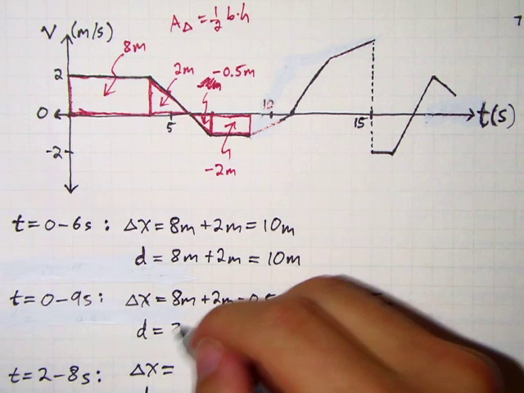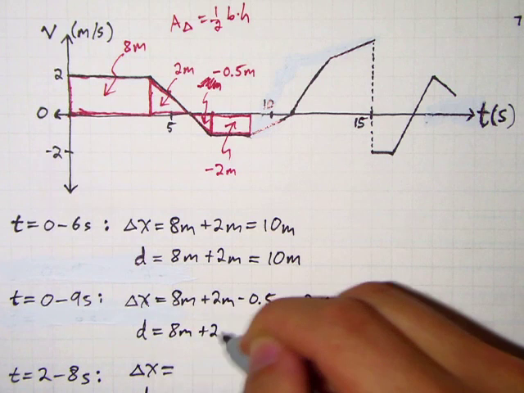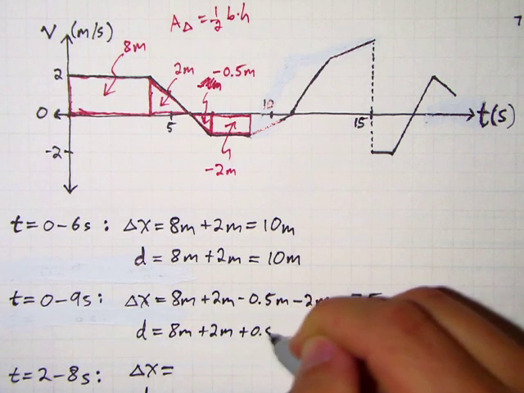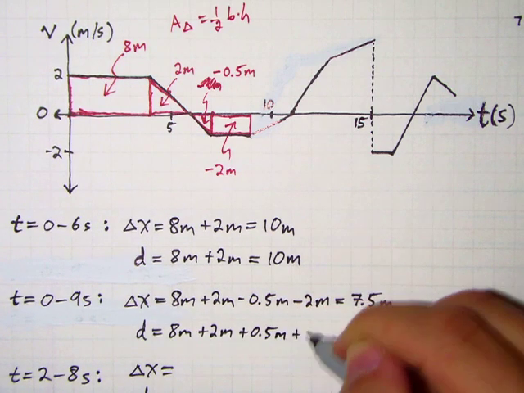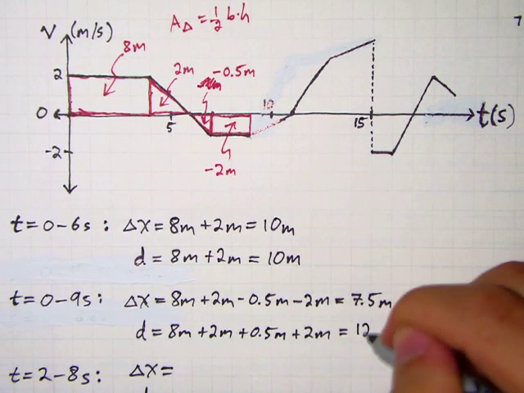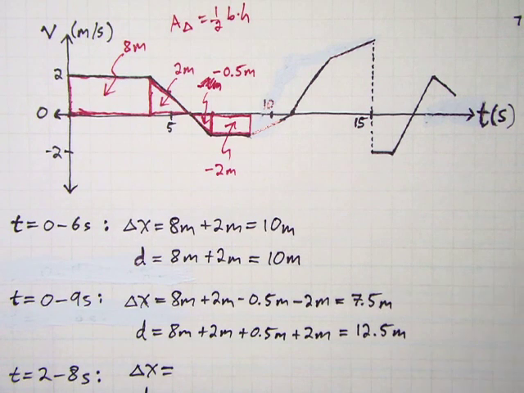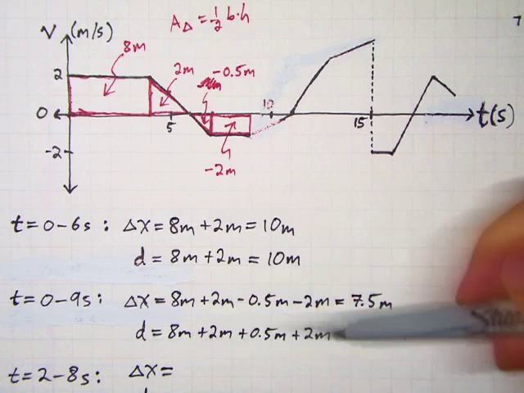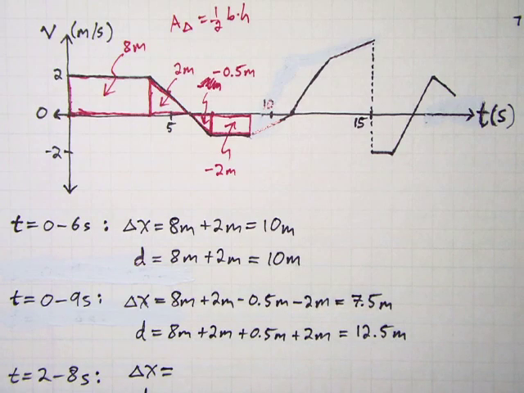Total distance traveled: he went 8 meters, then he went 2 meters, then he went backwards another 1/2 meter, but we counted it positively. Then he went backwards another 2 meters, so that is 12.5 meters as his distance traveled. 10, 12.5, right.